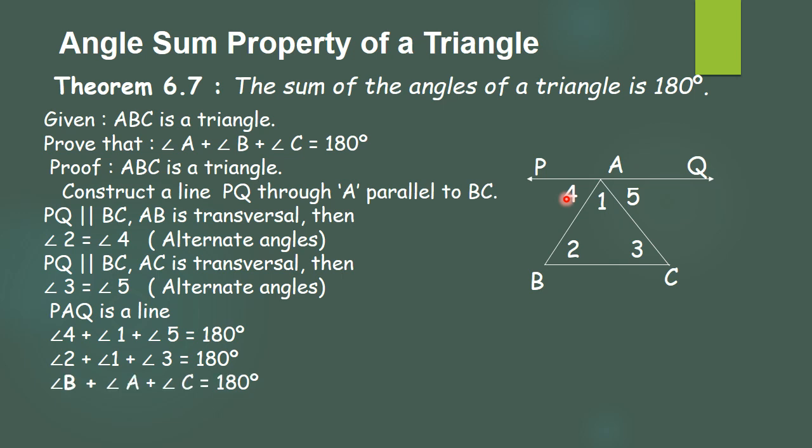Now what is angle 2? It is nothing but angle B. Then angle 1 is A and angle 3 is C. So we get angle B plus angle A plus angle C is equal to 180. So we have proved the theorem, proved that the sum of the three angles of a triangle is 180.